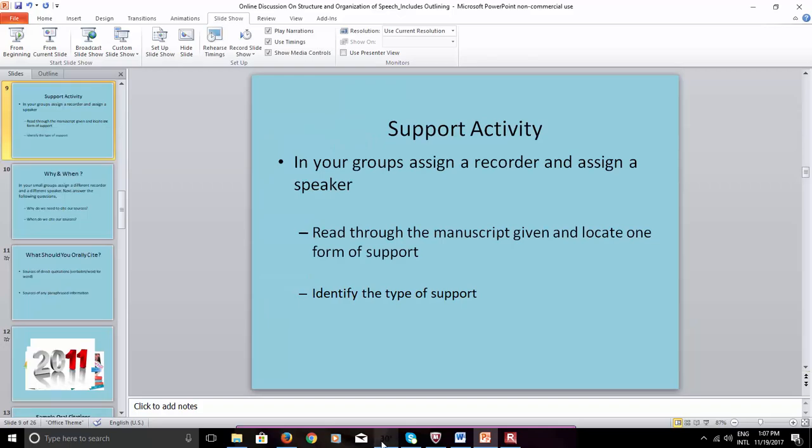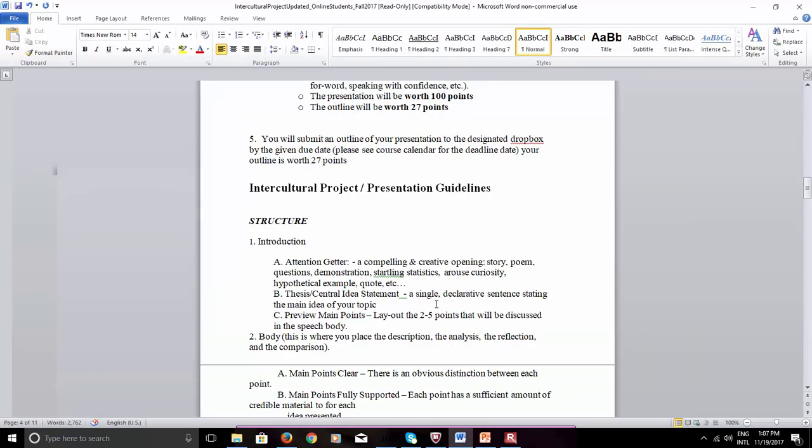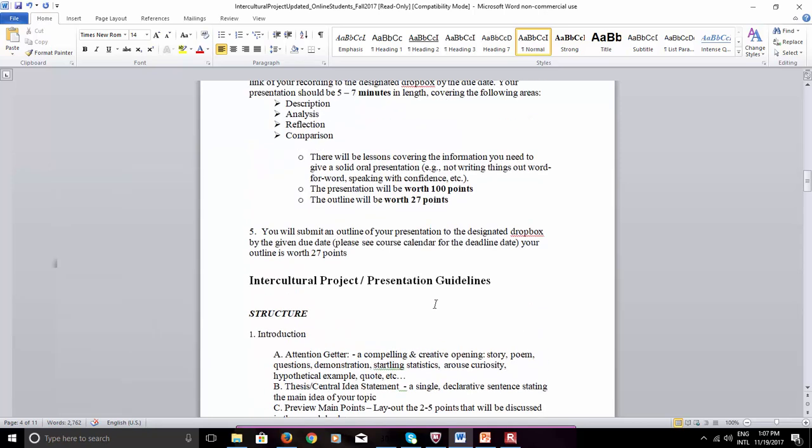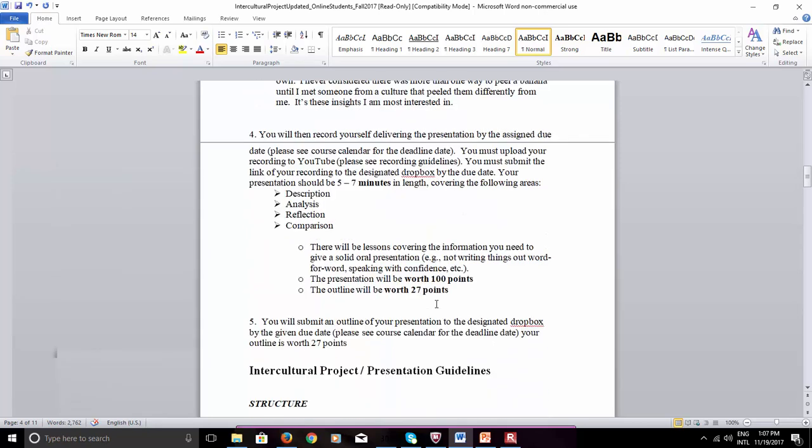If we look at the guidelines for the intercultural presentation, the main points are put together for you already. The main points are your description, analysis, reflection, and comparison. So you will have 4 main points with at least 2 forms of support underneath each of the main points to help us to visualize the experience that you had.